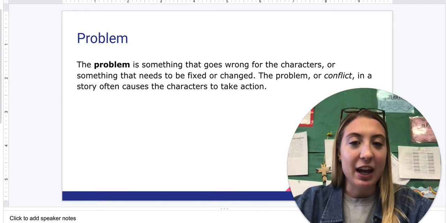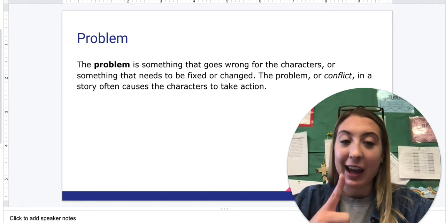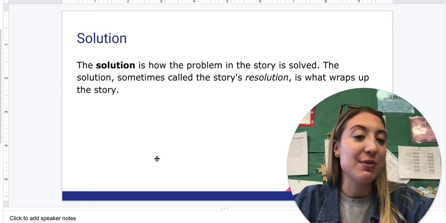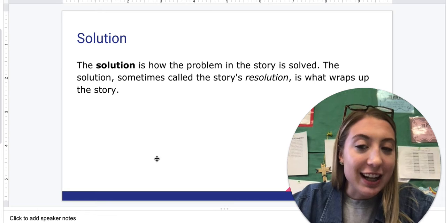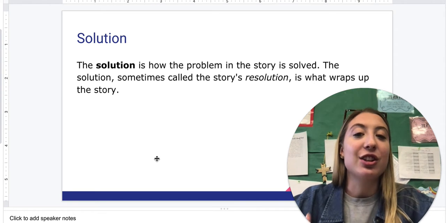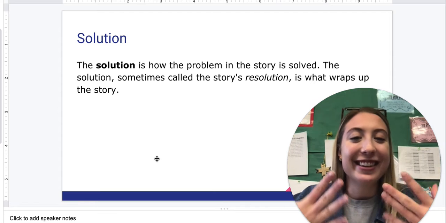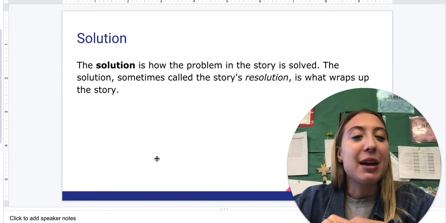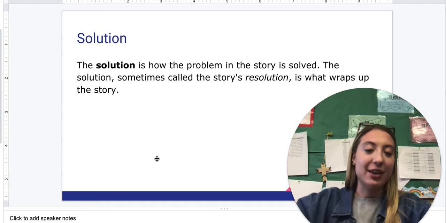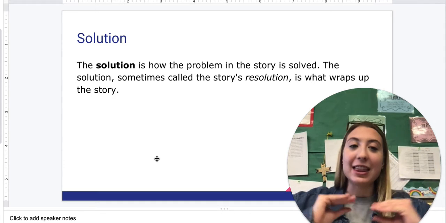So hand in hand, when you have a problem, you also need a solution. So today we're going over solution as well. The solution is how the problem in the story is solved. The solution, sometimes called the story's resolution, is what wraps the story up, how they solve their problem. So that's usually in the end.